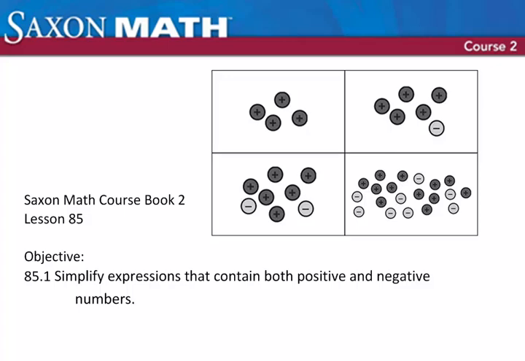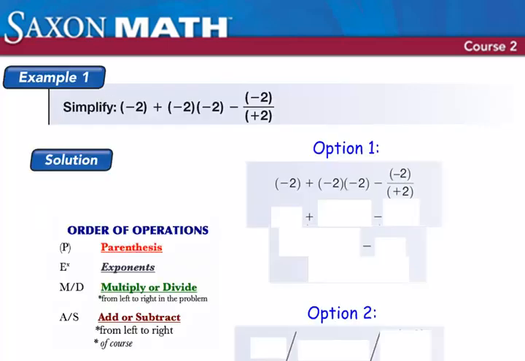Welcome to Saxon Math, Course Book 2, Lesson 85, Objective 85.1. Simplify expressions that contain both positive and negative numbers.